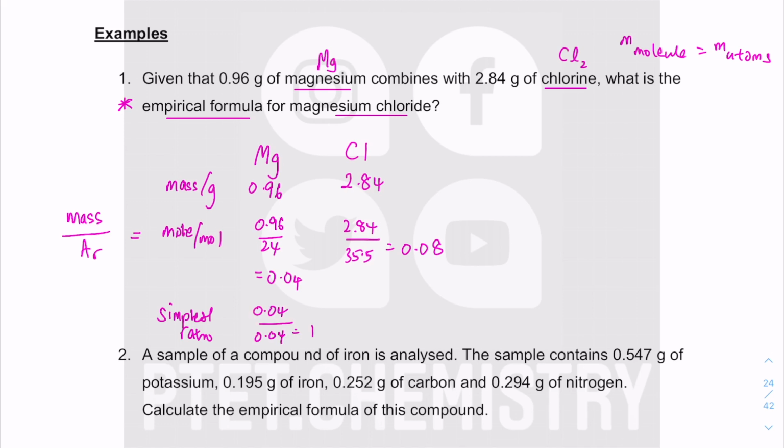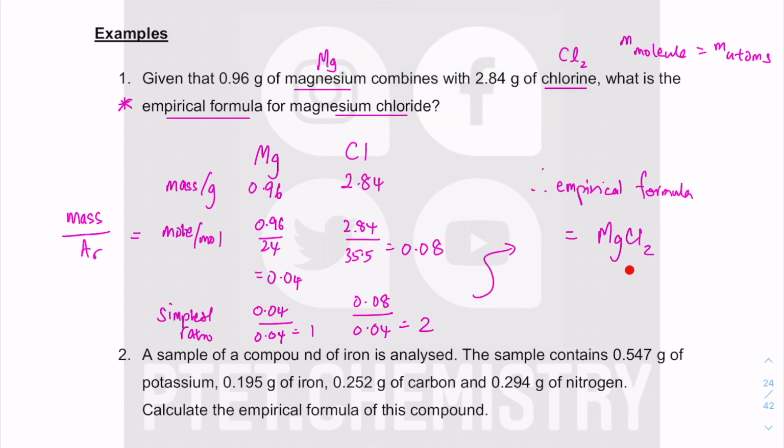So that divided by itself is 1. That divided by 0.04 gives me 2. So these are the simplest whole number ratio. So therefore the empirical formula, which is again to do with the simplest whole number ratio of the atoms or the ions in a compound, okay?